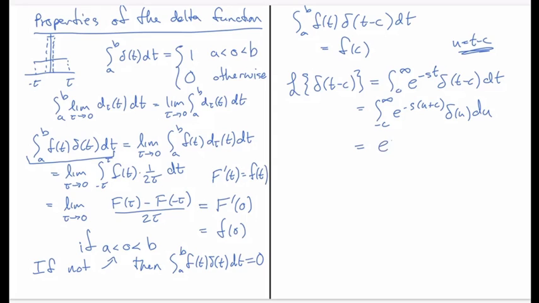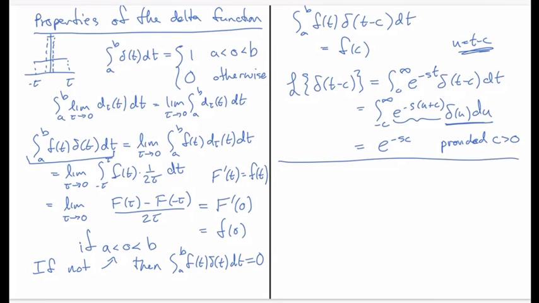I will get e to the minus sc as my result, because I just pull out the function multiplying delta u du and evaluate it at u equals 0, which gives me e to the minus sc. And that's only true provided that c is positive. If c is negative, then this will be 0.